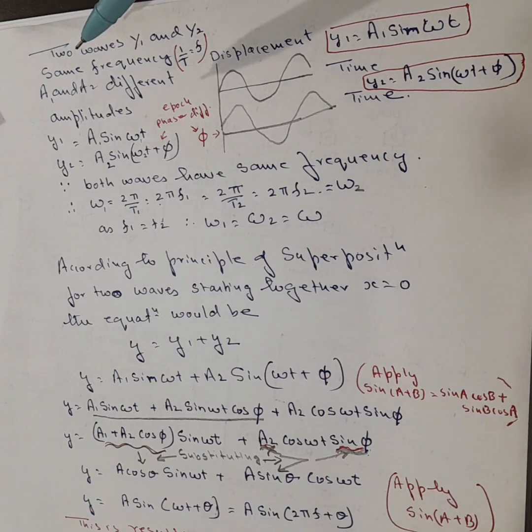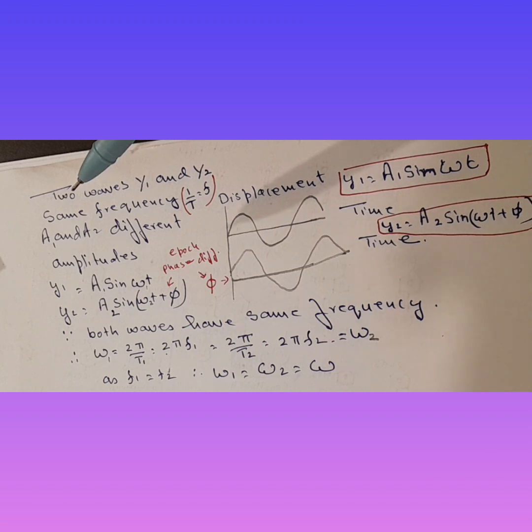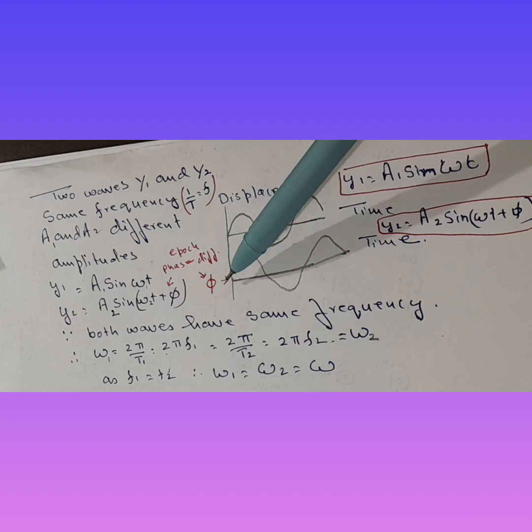Let's try and find out the amplitude for the resultant wave produced due to superposition of two waves. Two waves are moving in this way, with the equation y1 = a1 sin ωt, and y2 = a2 sin(ωt + φ). There's a phase difference or epoch of φ.